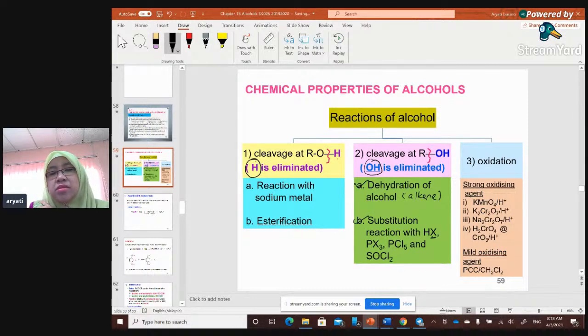Oxidation is done by using a strong oxidizing agent. Examples of strong oxidizing agents are potassium permanganate, acidic and heat, or potassium chromate, acidic and heat, or sodium chromate, acidic and heat, or by using a mild oxidizing agent, which is PCC in CH2Cl2.